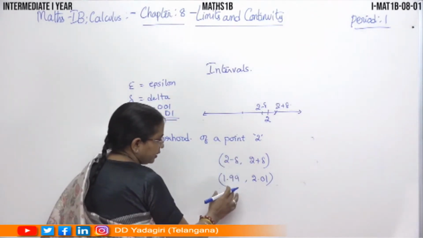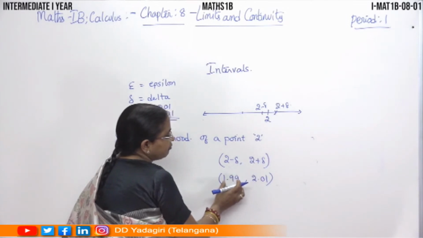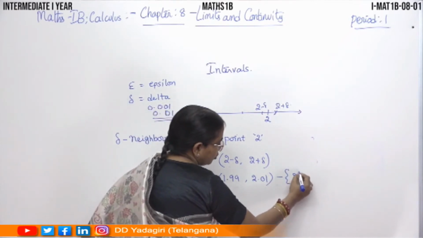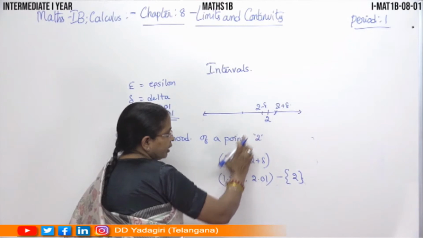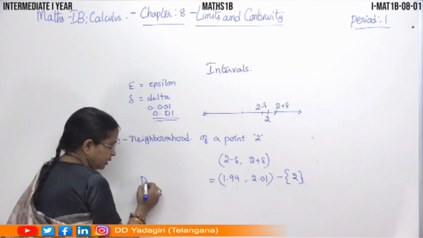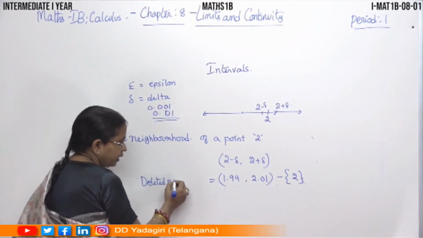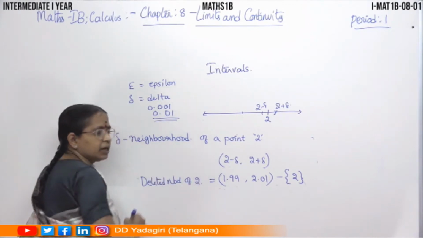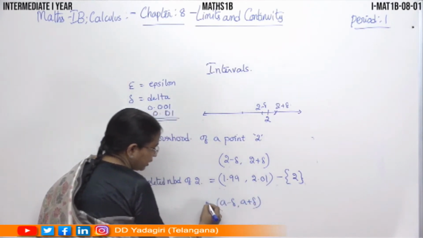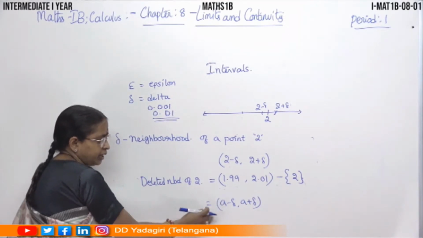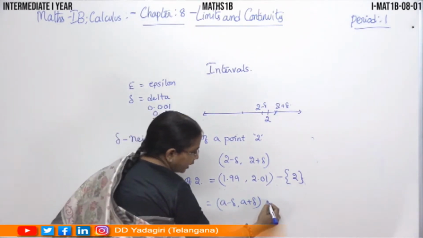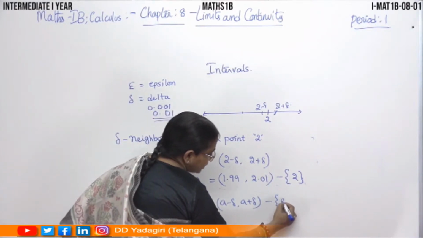Now suppose that in this interval, all numbers lying between 1.99 and 2.01 are there. Now suppose that I delete the number 2, so except 2, all numbers between 1.99 and 2.01 are included in this set. Then this set is called the deleted neighborhood of 2. In general, (a minus delta, a plus delta) is called the delta neighborhood of the point A. And then the deleted neighborhood of the point A is (a minus delta, a plus delta) minus the element A.